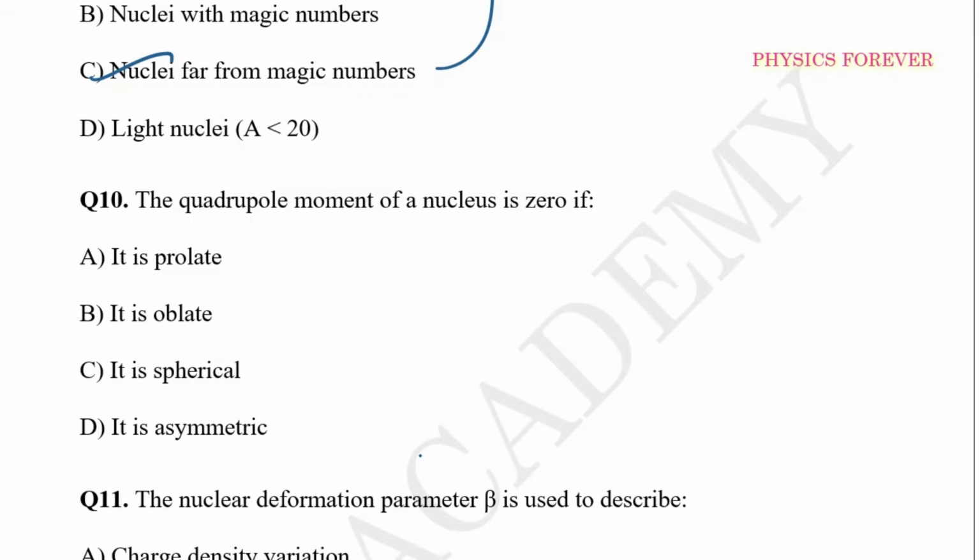so the quadrupole moment of a nucleus is 0. In which case will it be 0? In that option the answer will be C. So the spherical nucleus only has 0 quadrupole moment. Important. Such questions have been asked previously in various competitive examinations. Okay, the quadrupole moment of a nucleus is 0 in spherical nuclei.